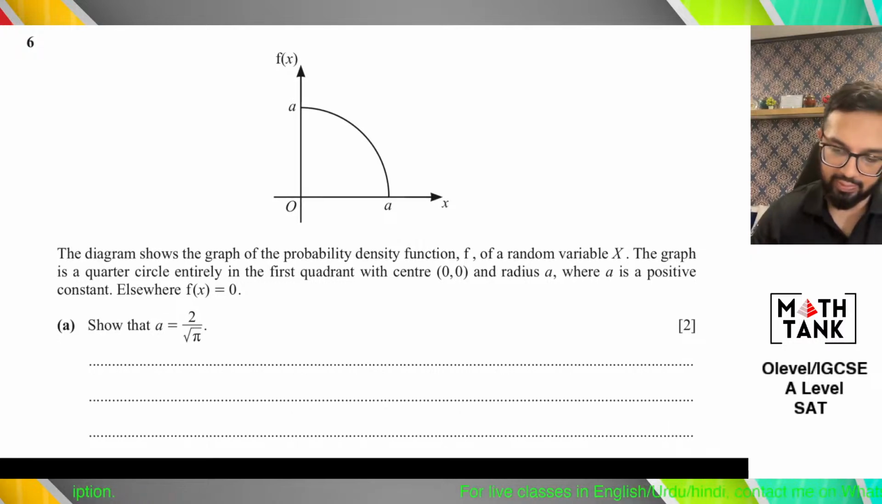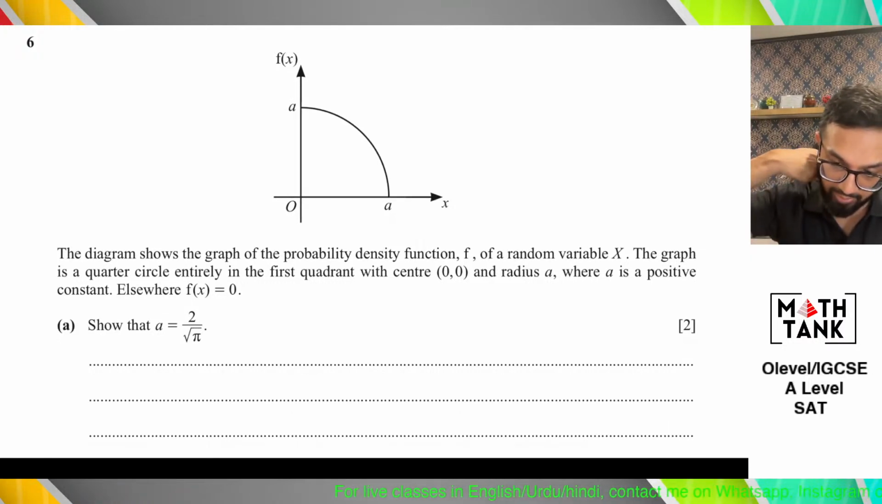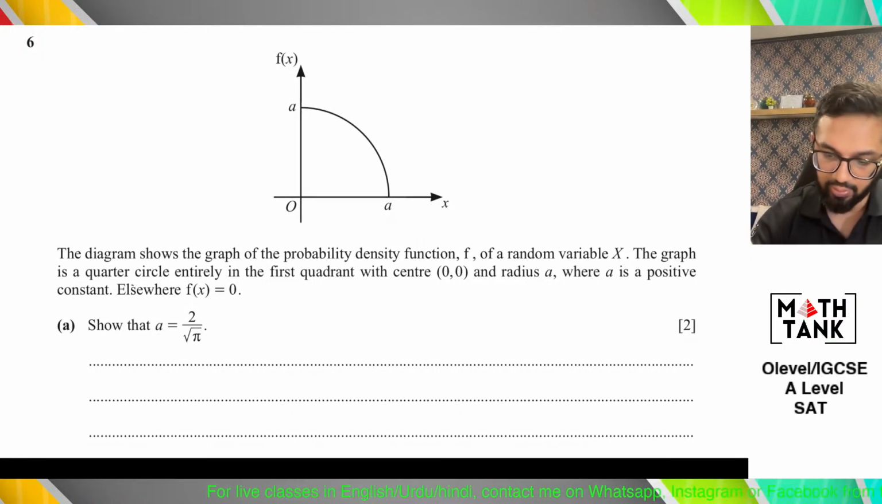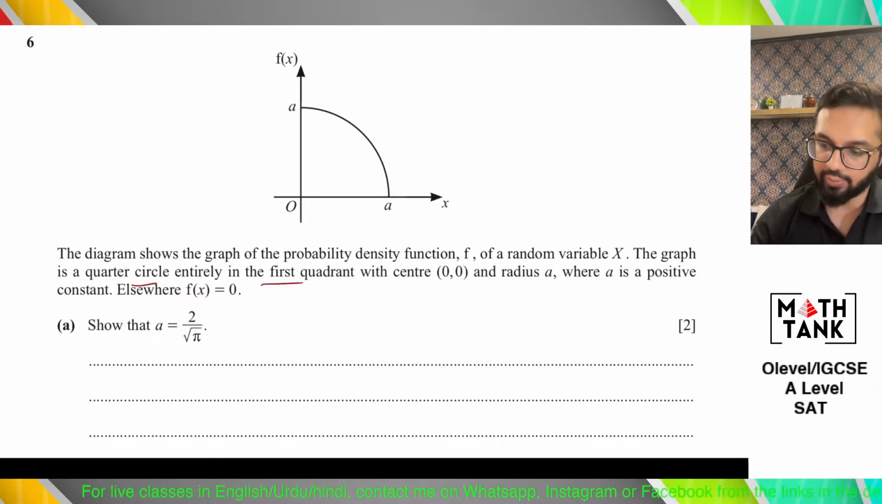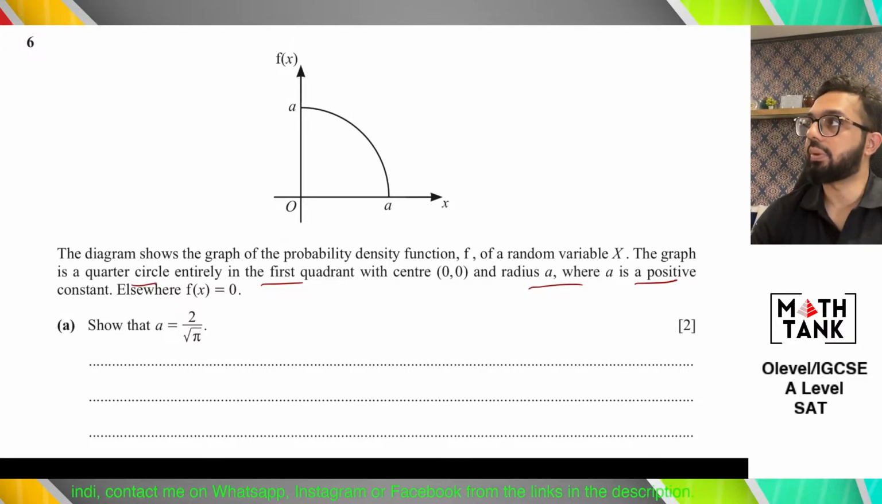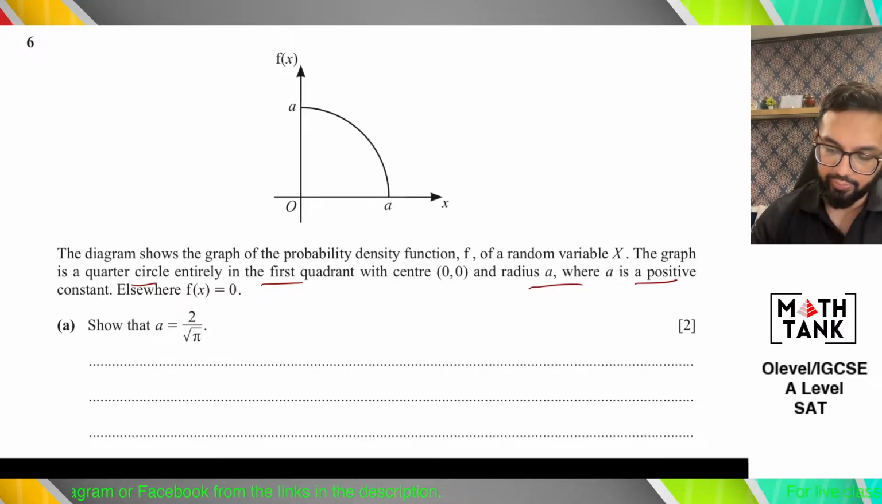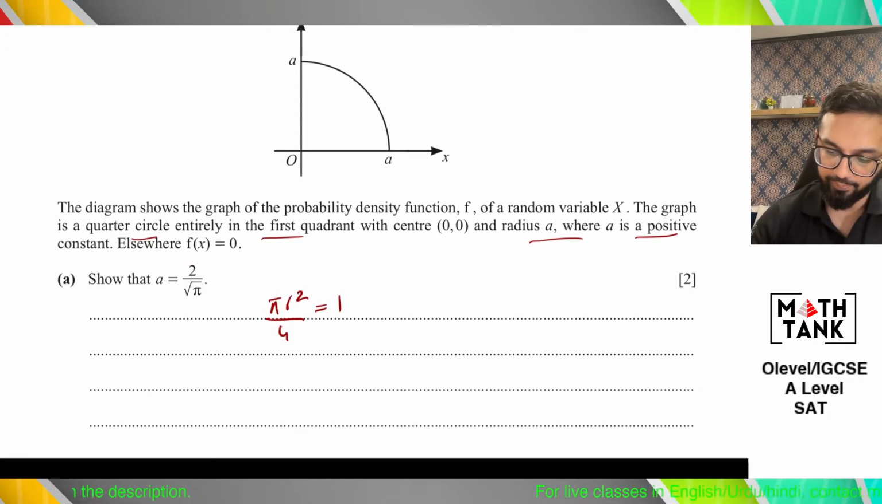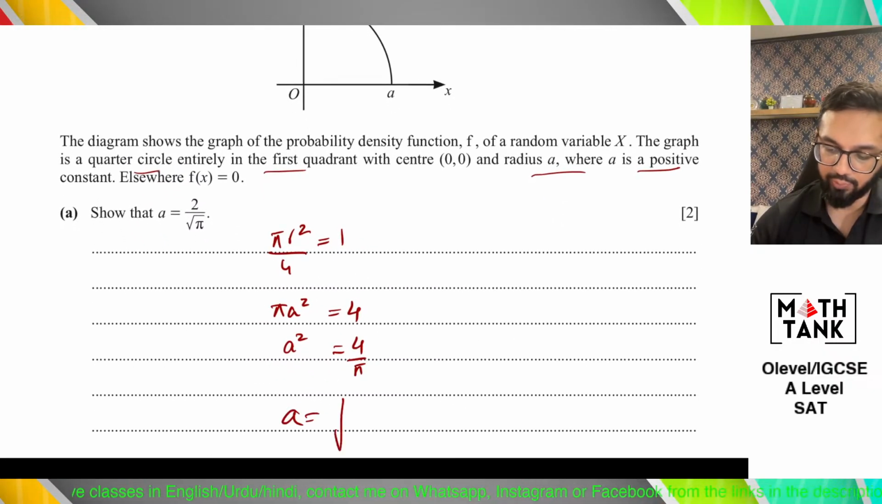Question number 6. The diagram shows a graph of the probability density function of a random variable X. The graph is a quarter circle entirely in the first quadrant with center 0, radius a, where a is a positive constant, elsewhere f of x equals 0. Show that a equals 2 over root pi. So pi r squared divided by 4 should be equal to 1. Pi a squared equals 4. A squared should be 4 over pi. And then a should be root of 4 over pi, which is 2 over root pi.